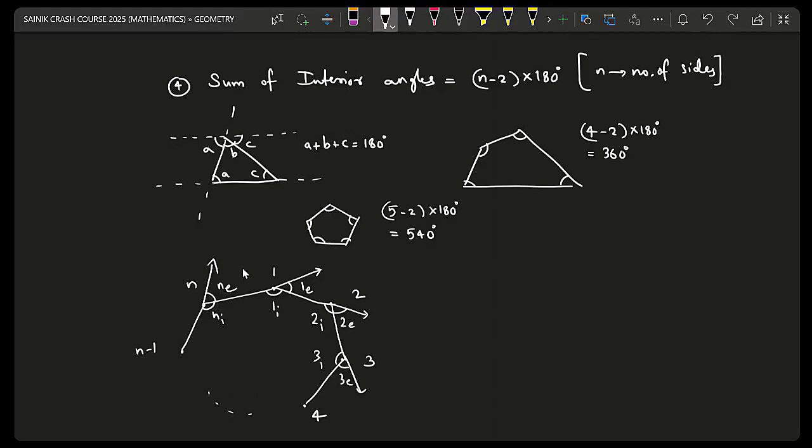Okay. Now what I do is, first let me write 1e plus 2e plus 3e and so on up to ne. Okay. What is this? This is the sum of exterior angles.